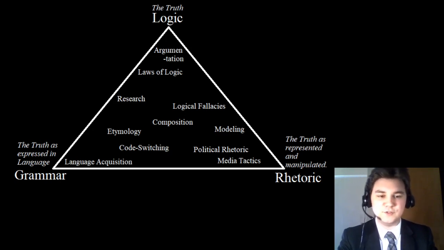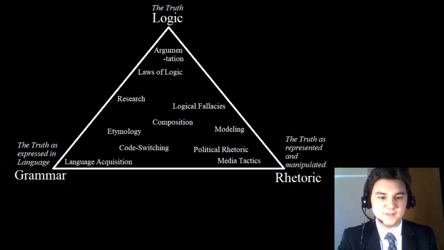So you can look at something like St. Thomas's Five Ways. Those were originally written in Latin, but we have them translated into English. And the way that it's translated into English has a lot to do with the contingencies of English grammar, and that makes it important. Having specificity in grammar is important when dealing with logic and rhetoric. So grammar, rather, is truth as expressed in language.